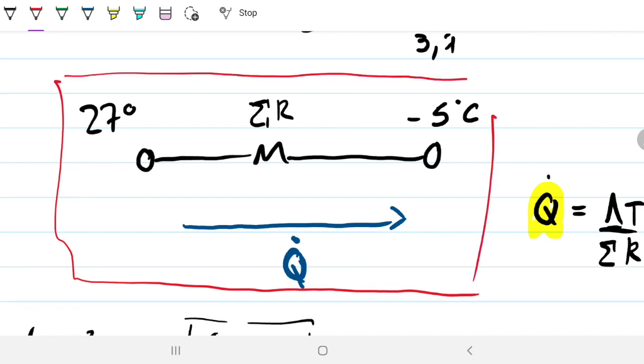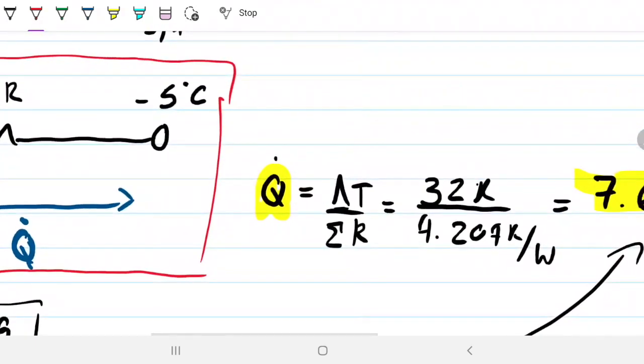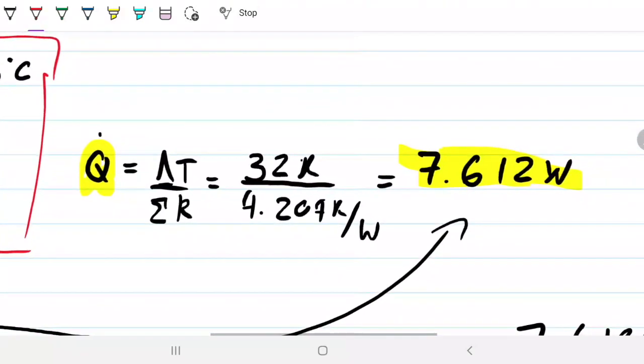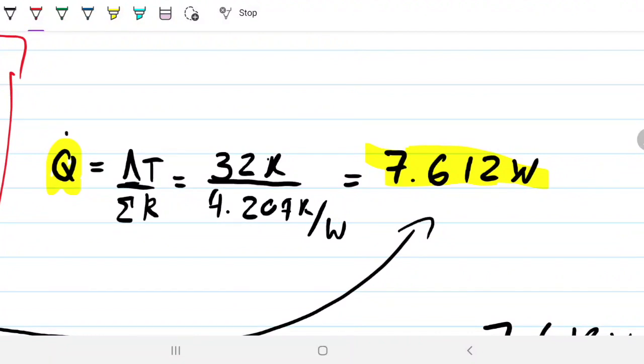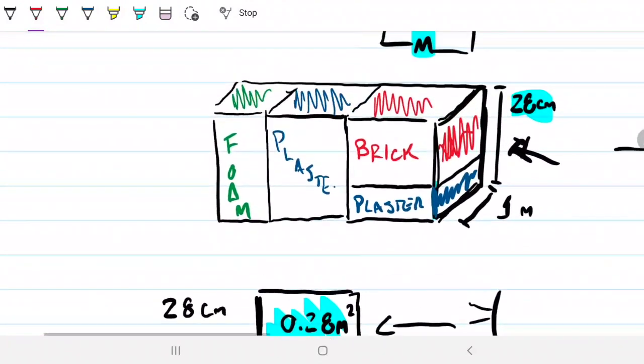Okay, so if I have 27 on one side minus 5 on the other side, and only a single resistance that mimics the whole wall pattern, the unit, then I can find the Q that goes through there. Then I can go back to that equation that relates R and delta T. We have both those things, we plug them in, and we get 7.612 watts. Now, remember that this value is the amount of energy that goes through the pattern, right? So this is the amount of energy that goes through this little guy here.